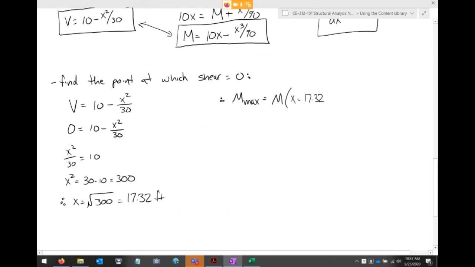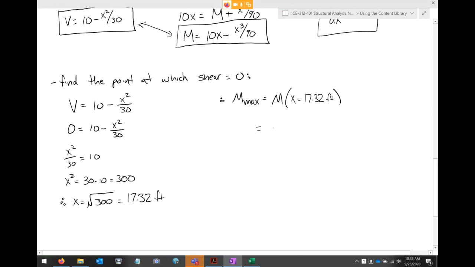I mean, doesn't that follow what you do from Calc 1, right? I have a moment function. I want to determine its maximum. What do you do? Take the derivative, set it equal to zero, solve for x, take that value of x, plug it into your original function. That's Calc 1 in a nutshell. Well, isn't that what we did here? Isn't the derivative of moment shear? So we took the shear expression, set it equal to zero, solved for x, and plug that value of x into the moment expression. So remember, moment was 10x minus x cubed over 90.